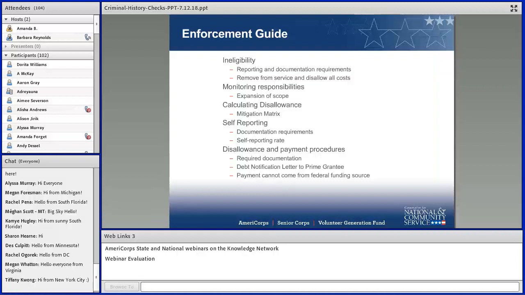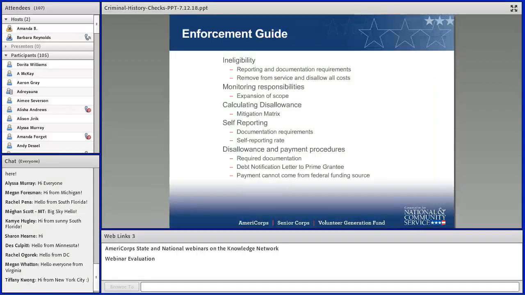So there are a couple things that are covered in this guide. One is ineligibility. It covers all the reporting and documentation requirements, and it has directions about removing this person from service and disallowing all costs. And remember, ineligibility is someone who falls into those four buckets of being ineligible to serve. So that's someone who refuses to consent to doing the checks, someone who makes a false statement in connection with their criminal history checks. So again, that's someone who gives you the wrong fingerprints, someone who provides false identification information. And then people who have been convicted of murder, as defined in 18 U.S. Code 1111. You should check that. I don't think I have that one memorized. And people who are required to register or on a sex offender registry. So those are the people who are ineligible.